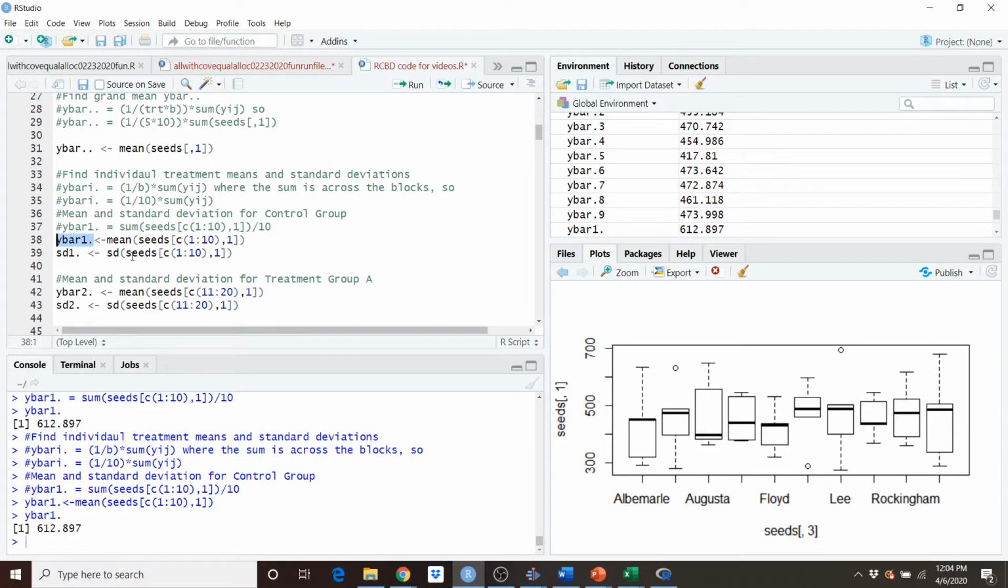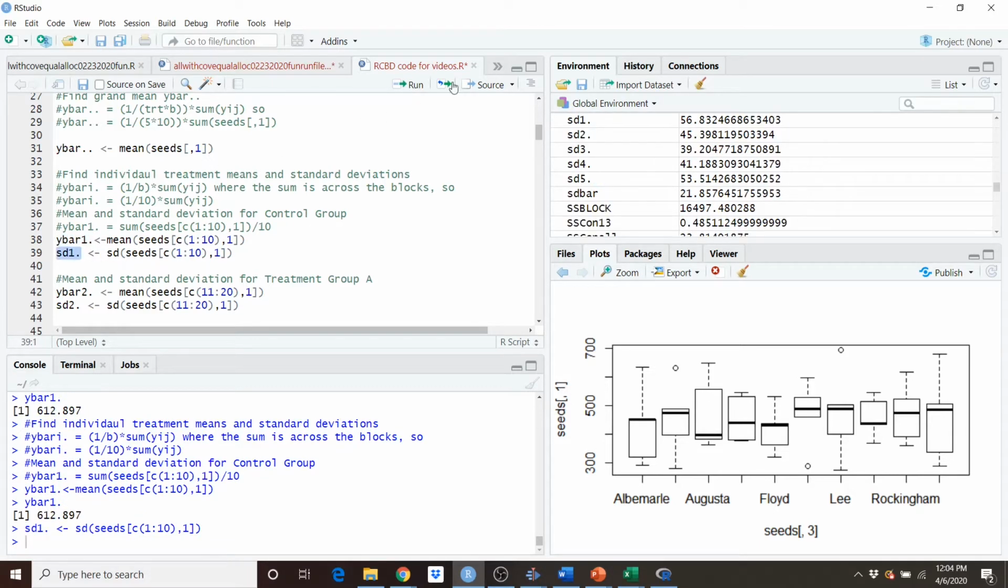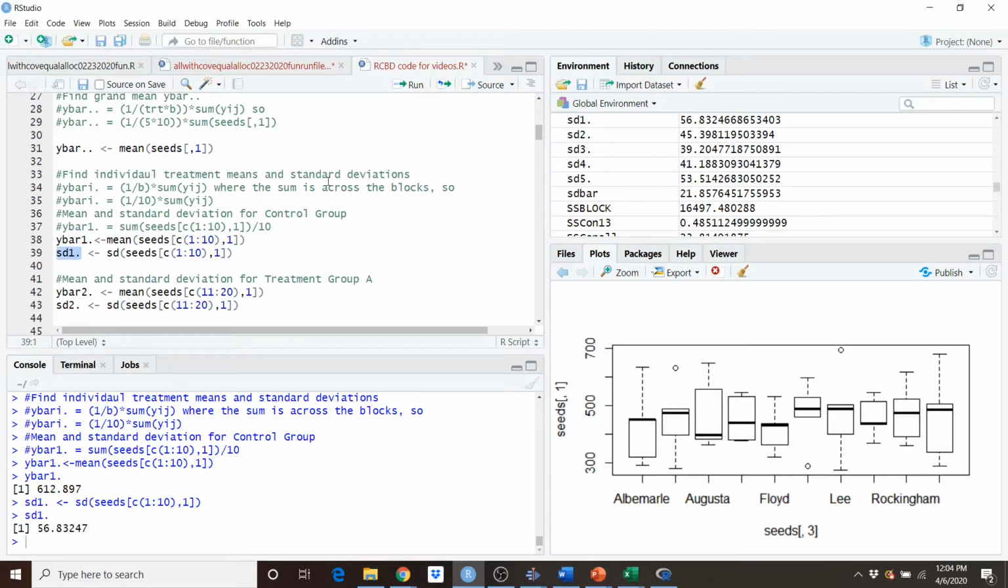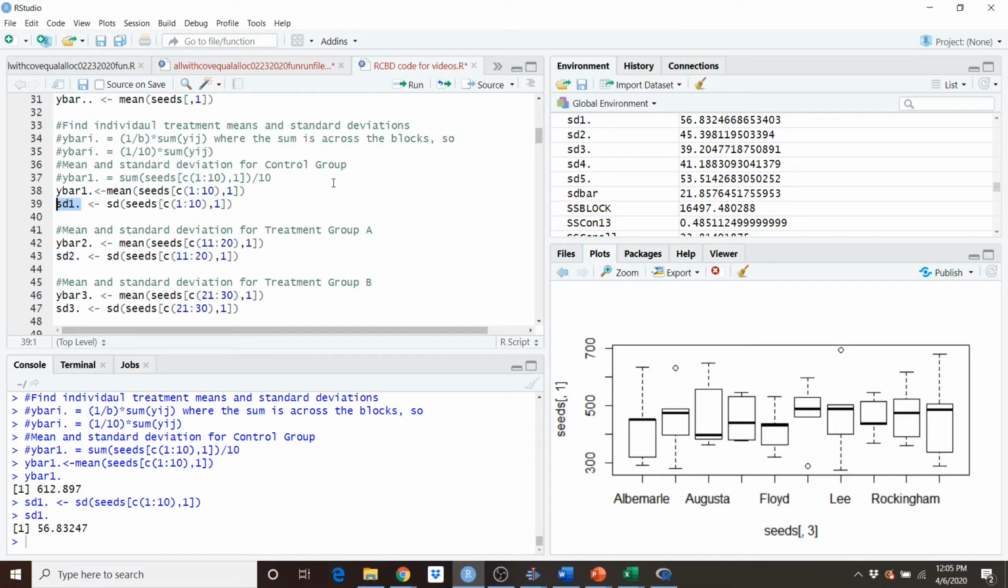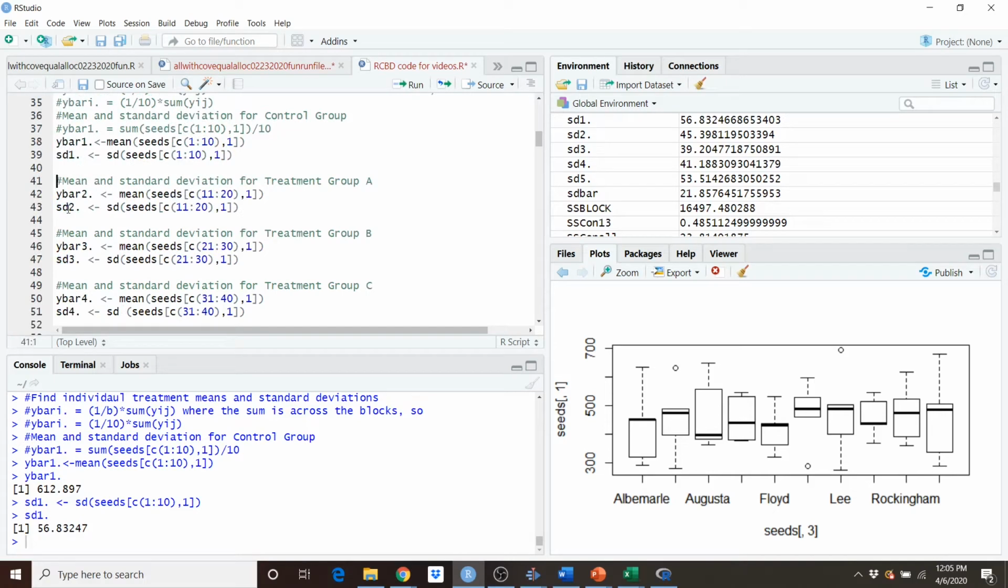And I'll do the same thing except with the standard deviation, SD1 dot. And then that's going to give me 56.83247. Now, I'm going to go ahead and run the rest of these.